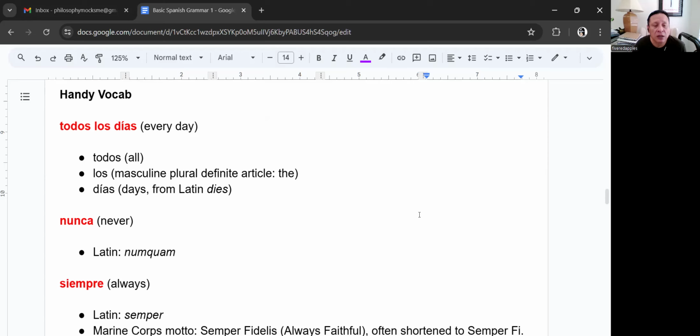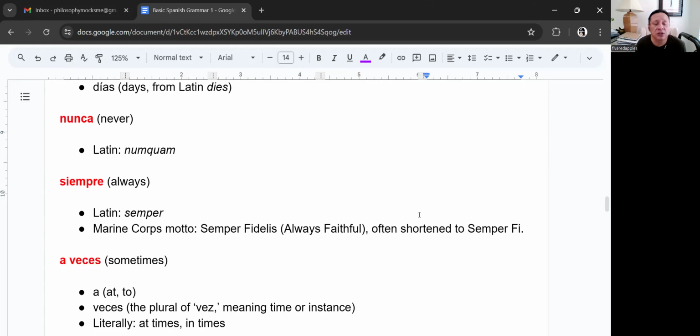Next, nunca. Nunca comes from the Latin nunquam. Nunquam is never. So nunca and never are similar, not as similar as nunca and nunquam. And again, if you don't need to use the Latin nunquam to remember that nunca means never, then so be it. Then you don't need it. If you just know nunca means never, I got it. Okay, good. That's it. Siempre. Siempre means always.